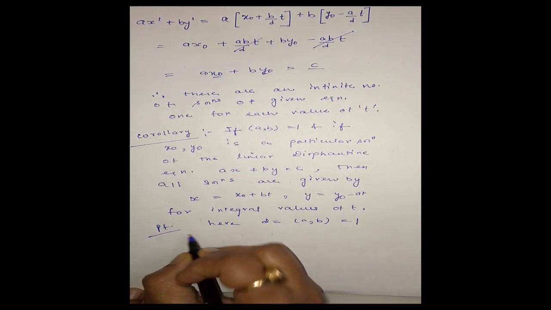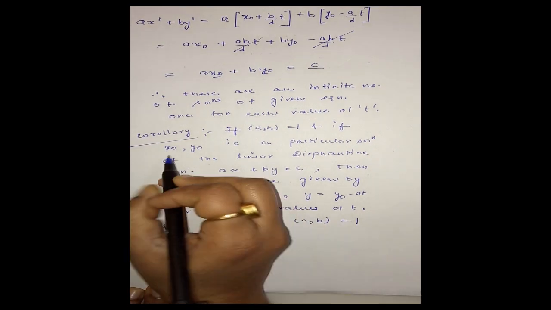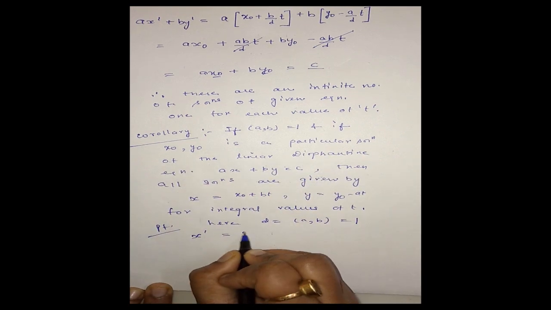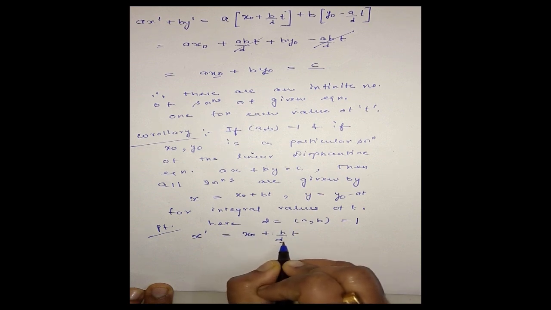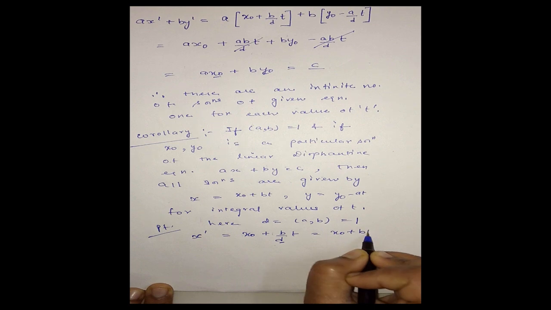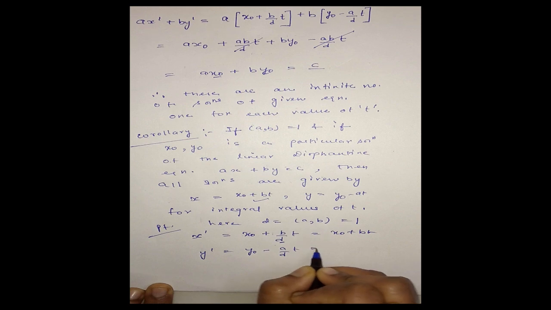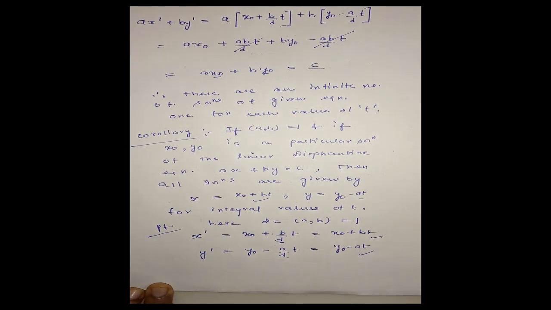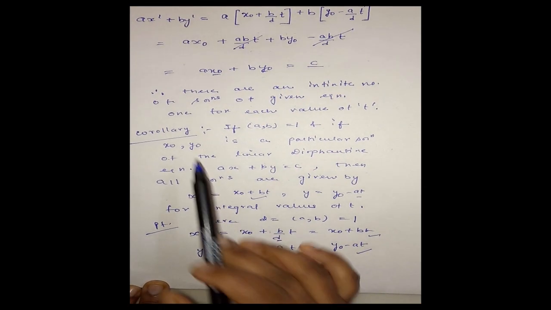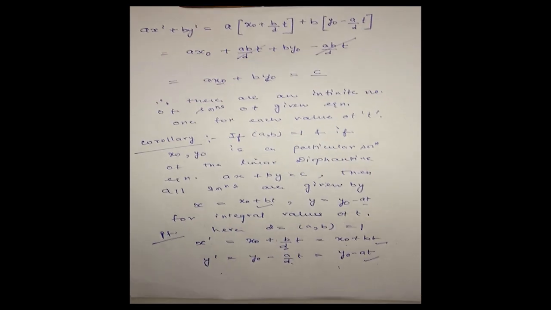Now we know from the theorem, if GCD is 1, and x naught and y naught is a particular solution, then x dash is given by x naught plus b by d into t. d is 1, that means I can write x naught plus bt, this one, and y dash is y naught minus a by d into t, and d is 1, that means y naught minus at. Clear? If GCD is 1, and x naught and y naught is a particular solution, then all other solutions are given by x naught plus bt and y naught minus at, where t is an integer.